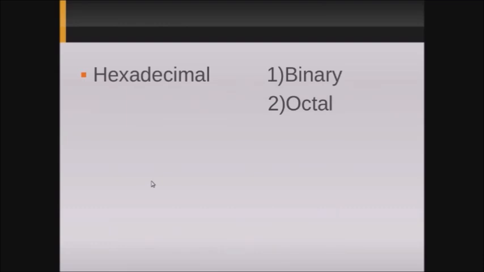Now I'll go with the last conversion. Not exactly the last conversion, we have to see one more conversion. So hexadecimal to binary or else hexadecimal to octal.